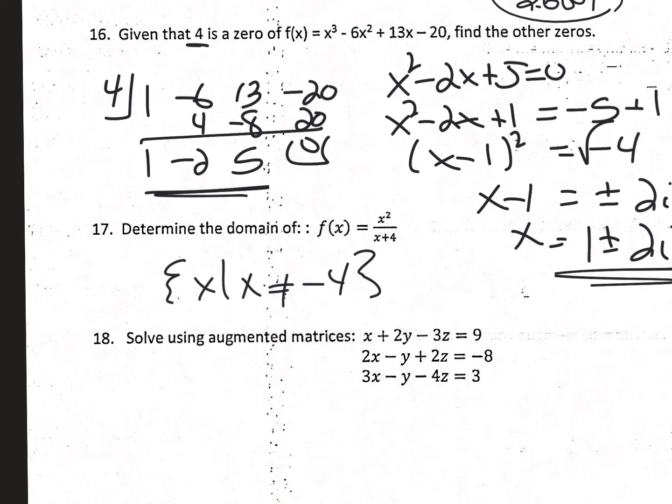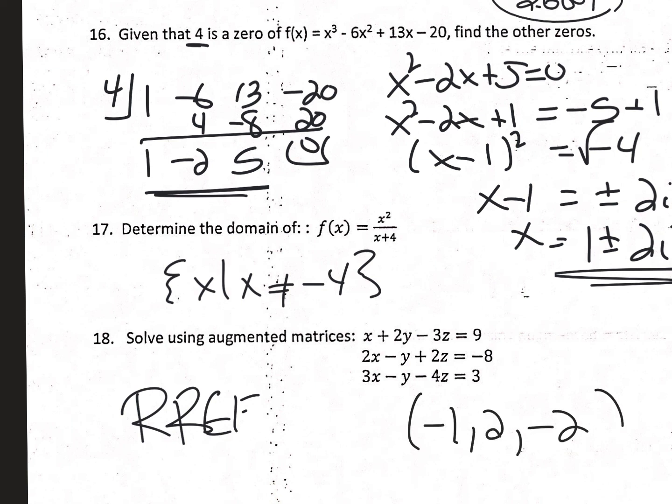18 says solve using augmented matrices. That's rref on your calculator. So I'm going to go to second matrix, edit, 3 by 4, punch those numbers in: 1, 2, -3, 9. I'm doing this as I speak to you. 2, -1, 2, -8. I have to say them out loud. 3, -1, -4, 3. Got them in. Go second quit. Go back to matrix. Go to math. Scroll up to letter B, which is rref. Go back to matrix one more time. Tell it which matrix you used. Your answer's in the last column, and this one you should get -1, 2, -2. That takes about 15 seconds. So you might want to punch it in twice to make sure you get the right answer.